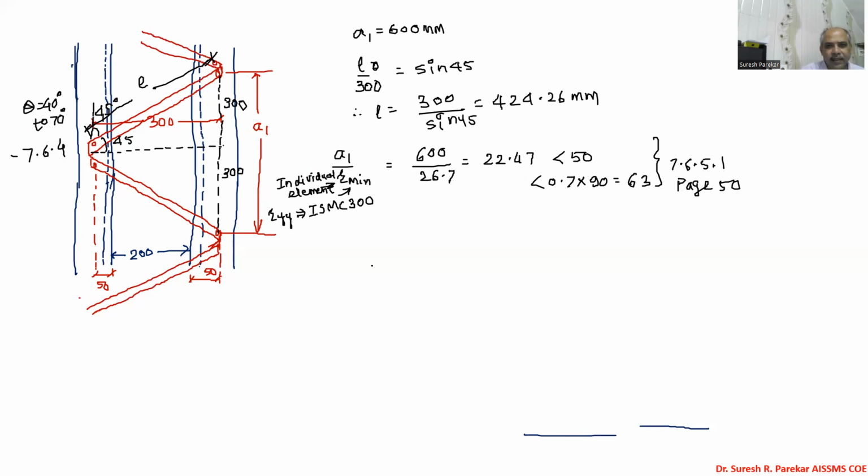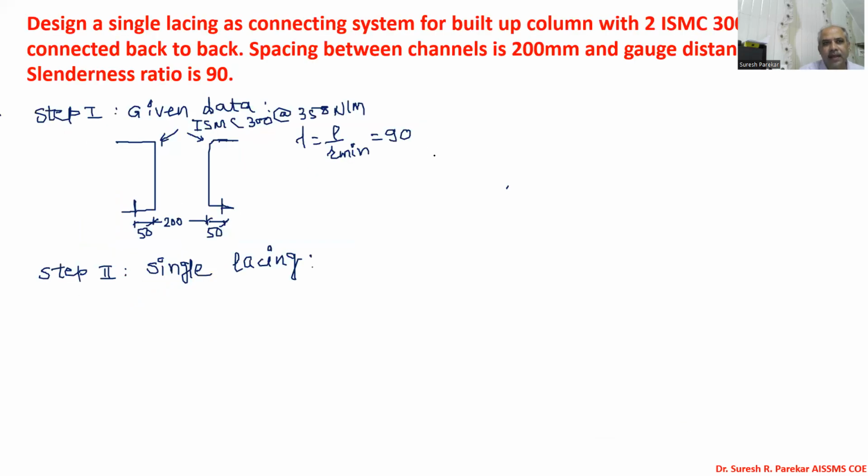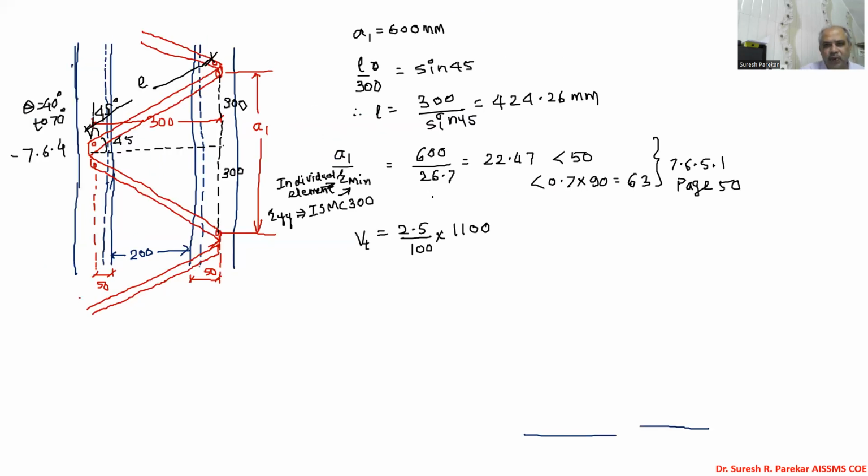Then we have next, that is transverse shear VT, and that is 2.5 upon 100, 2.5% of axial force. And axial force we have 1100. Actually in the problem it has to be mentioned, so I will mention here axial load is 1100. That is also given over here, 1100 kilonewton. And then we will get from this 2.5 upon 100 into 1100, and we will get this value 27.5 kilonewton.